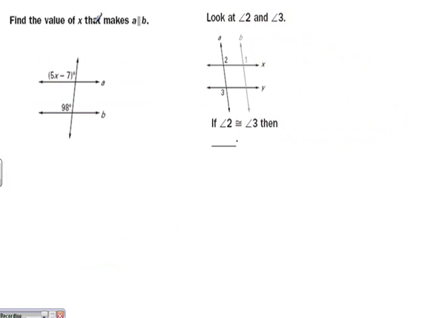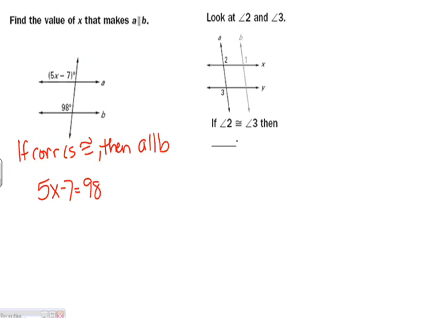All right. So this asks us to find the value of x that would make A parallel to B, and what I have going on here are corresponding angles. So if corresponding angles are congruent, then A is parallel to B. So if they're going to be congruent, then they must be equal to each other. So I set 5x minus 7 equal to 98 and solve for x. And I get x equals 21.